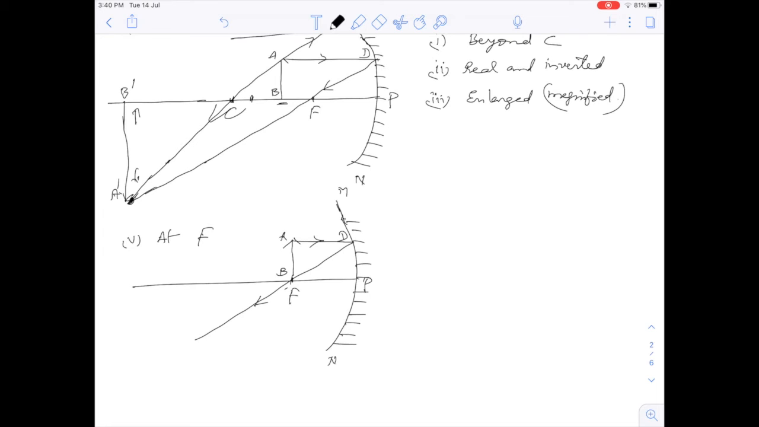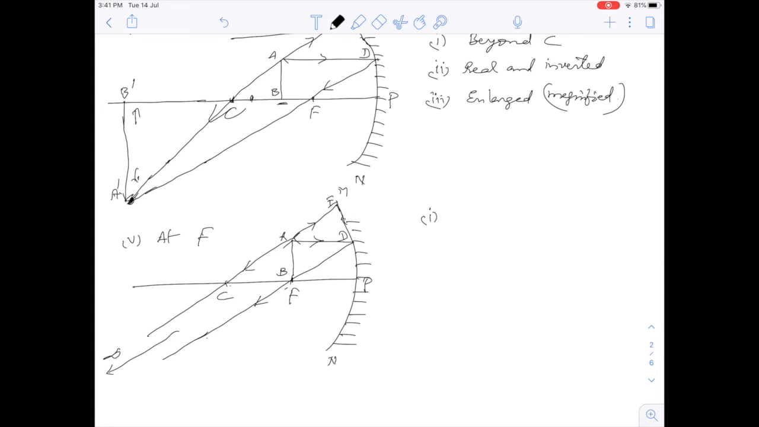MN is the surface. Then I have another light which is passing through C, and this is AE. It is incident and it gets reflected back because it is passing through C, therefore the light is incident normally. And these two will never touch. So this is infinity. These two run parallel to each other. So the image is formed at infinity, which is highly enlarged.